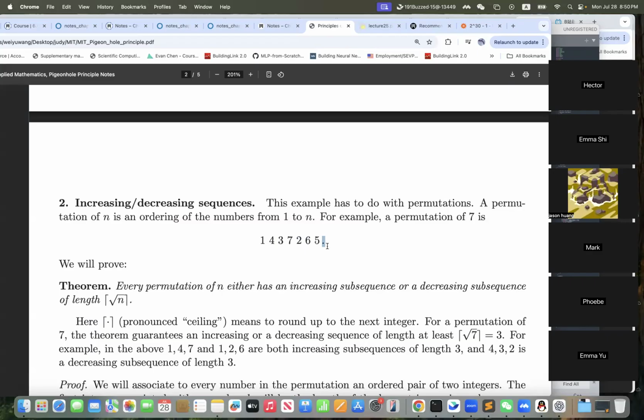So Mark, can you give another increasing subsequence? Because you cannot give 4, 6, 5, or 4, 5, 6. The only subsequence out there is 4, 6, 5, but it's not increasing.